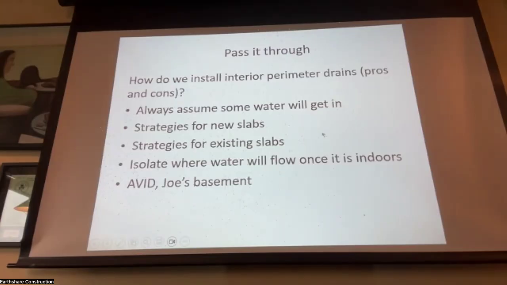Strategies for new slabs: always put stone under the slab and run it to daylight. If you can't run it to daylight, run it to a sump. Existing slabs, you can either pour a new slab, a thin slab on top, a scratch slab, and keep the gutter around the outside edge. Or you can seal the slab and put a parapet around the edge of the slab so that the water can't get into the walking area of the floor.